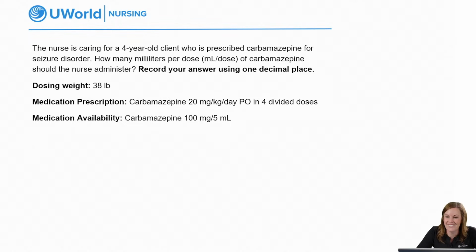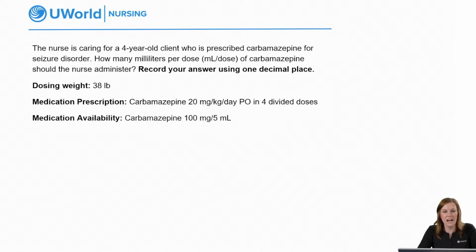Okay, so I will read this question. We'll go about it the same way. I'll get it all set up, and then we'll go from there. So this is question 2 of 5 here on weight-based dosage calculations, if we have anybody new joining us. The nurse is caring for a 4-year-old client who is prescribed carbamazepine for seizure disorder. How many milliliters per dose of carbamazepine should the nurse administer? Record your answer using 1 decimal place.